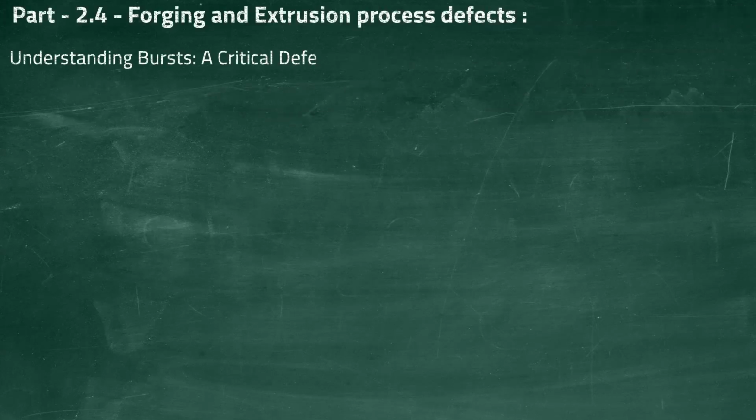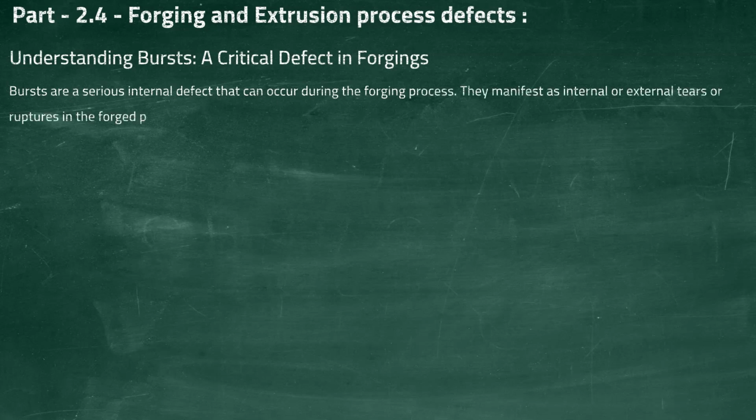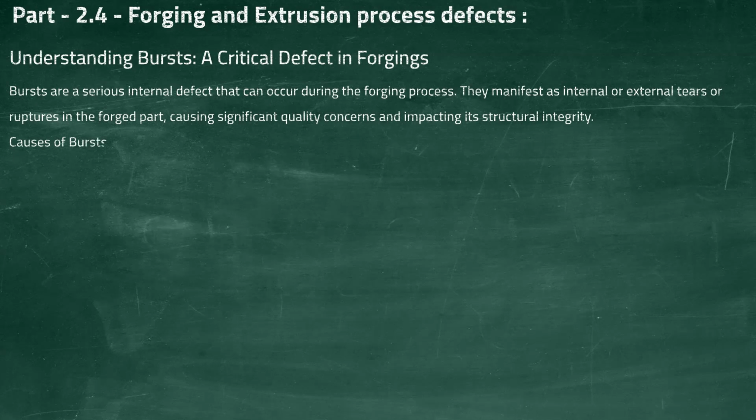Understanding bursts, a critical defect in forgings. Bursts are a serious internal defect that can occur during the forging process. They manifest as internal or external tears or ruptures in the forged part, causing significant quality concerns and impacting its structural integrity.